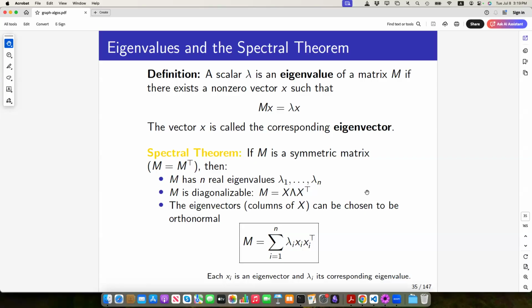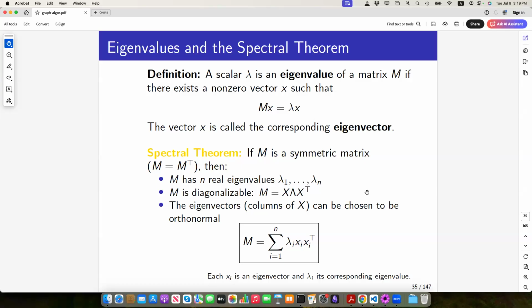Okay, eigenvalues play an important role. Just a reminder, lambda is an eigenvalue with eigenvector x if M times x is equal to lambda x. One important theorem is that if M is a symmetric matrix, then M has a spectrum, the eigenvalues lambda 1 through lambda n, which are all real. In theory, this doesn't have to be the case; you can have complex eigenvalues. But if it's symmetric, which happens in the case of undirected graphs when we think of them as matrices, as we will see later, then you have real eigenvalues.